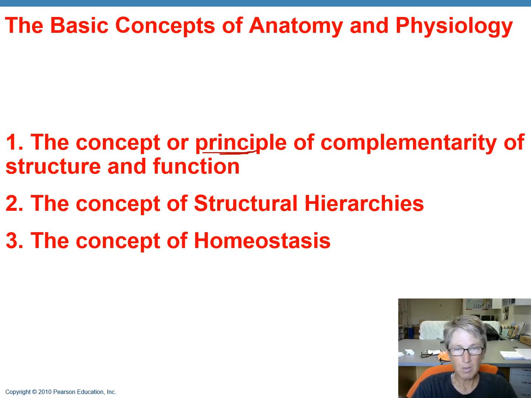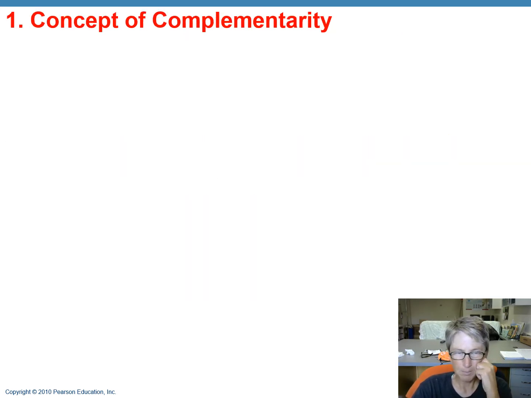And then the third basic concept in A&P is this concept of homeostasis. So that's keeping your physiological parameters in kind of a dynamic equilibrium. So not staying at the same place. For example, your blood pH isn't always exactly 7.4. It can range up and down a few decimal points.